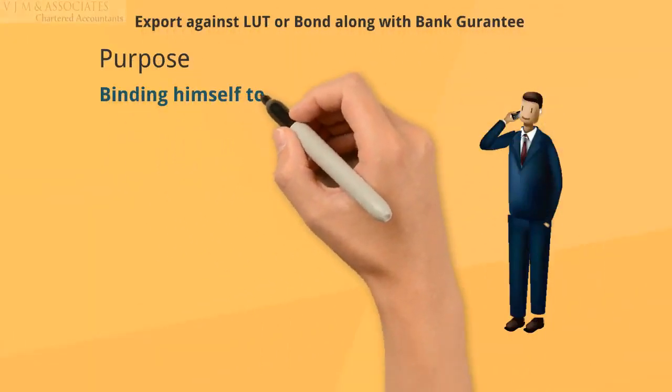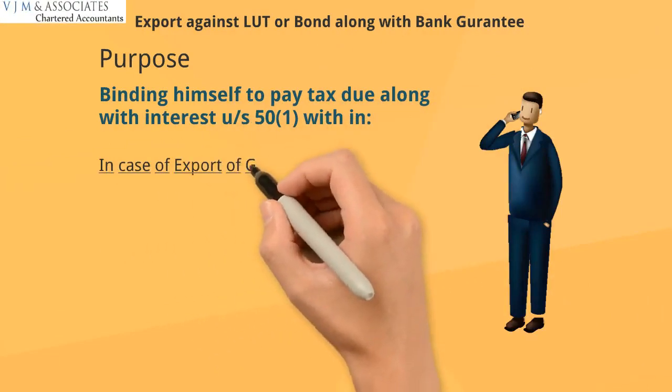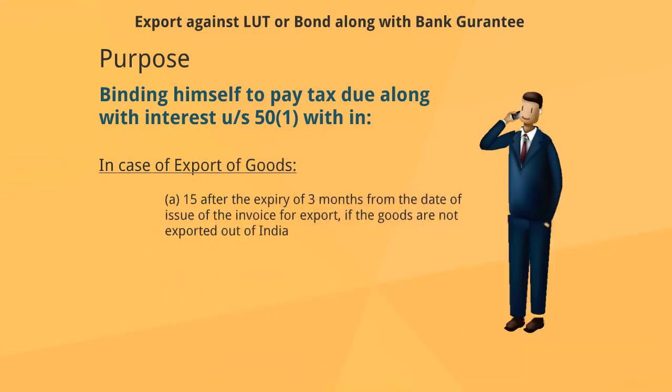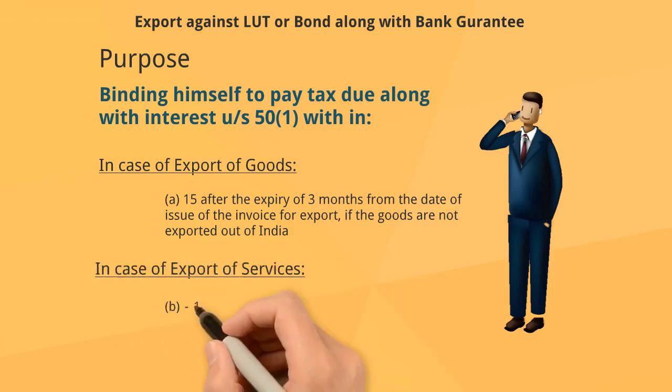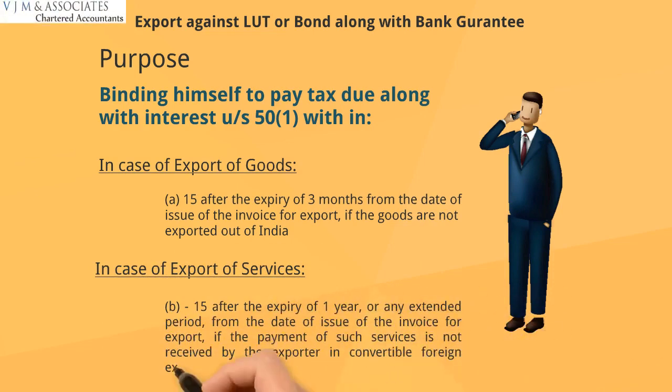The purpose of a bond or LUT is to bind exporters to pay tax along with interest under GST. In the case of export of goods, the exporter binds himself to pay tax along with interest within 15 days after the expiry of 3 months from the date of issue of the invoice for export, if the goods are not exported out of India. In the case of export of services, the exporter binds himself to pay tax along with interest within 15 days after the expiry of 1 year, or any extended period, from the date of issue of the invoice for export, if the payment for such services is not received by the exporter in convertible foreign exchange.